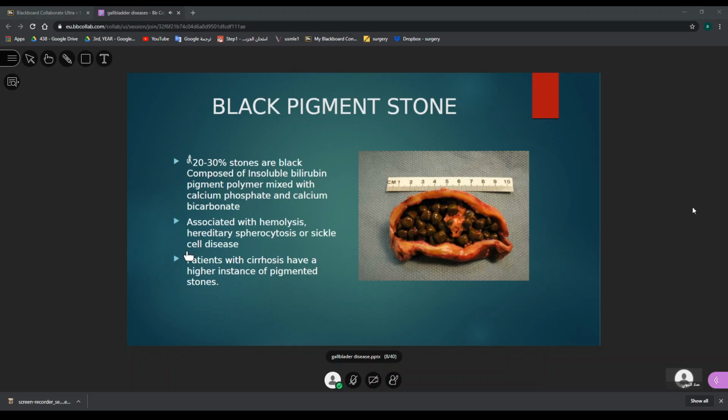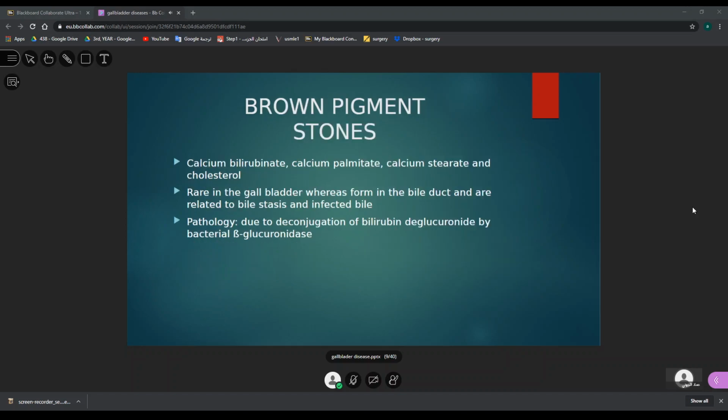Okay, so brown pigment, it's rare, but it happens. We saw some patients having brown pigment stones, like patients having calcium bilirubinate, calcium palmitate, calcium citrate, and cholesterol. It's rare in the gallbladder, whereas it forms in the bile duct and is related to bile stasis and infected bile. Pathology is due to deconjugation of bilirubin by bacterial glucuronidase.